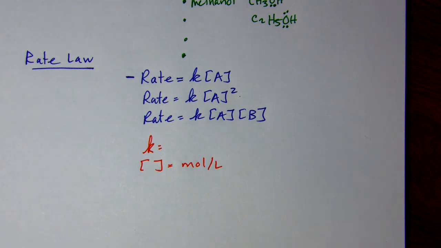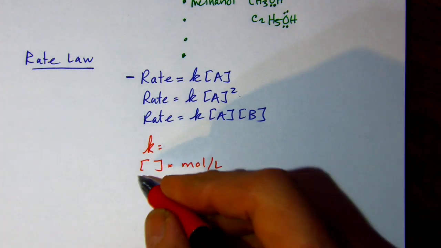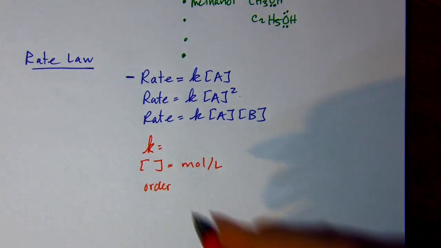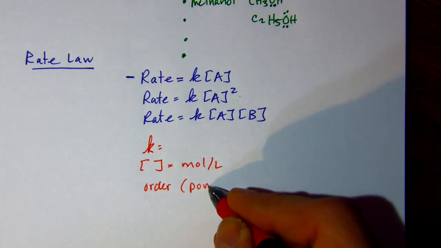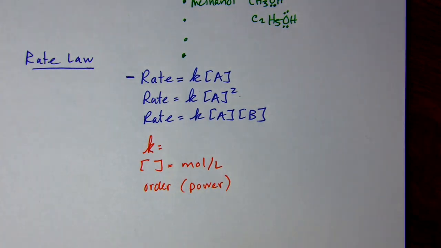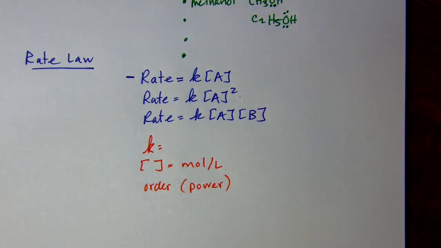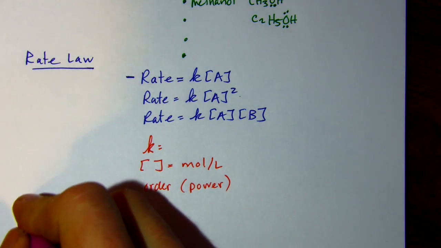Okay? Now, this number up here, there's also this concept called the order, and that's really the power or the number that's used to show its effect on the overall rate. And we are going to talk about that right now. In fact, that's why we are covering this. Okay, let's go back to the concept of rate laws here.